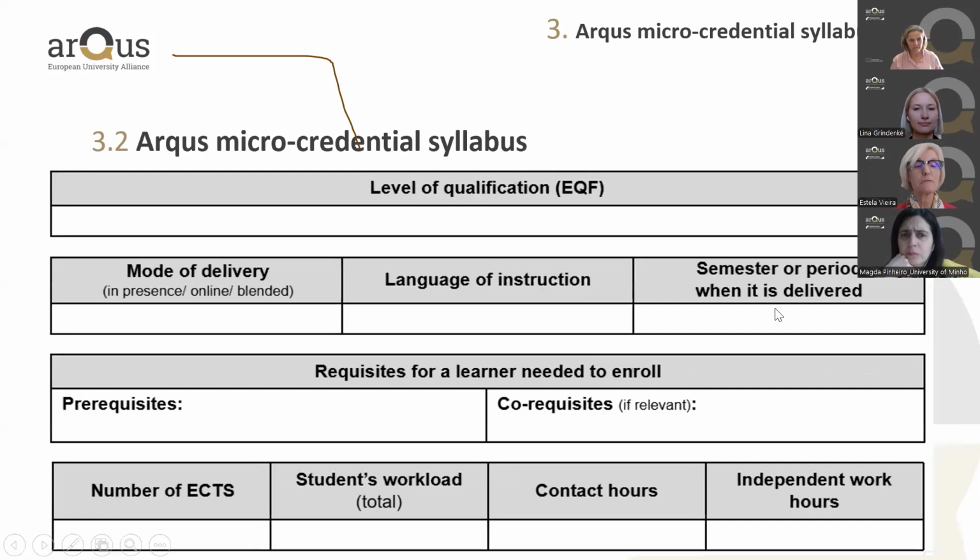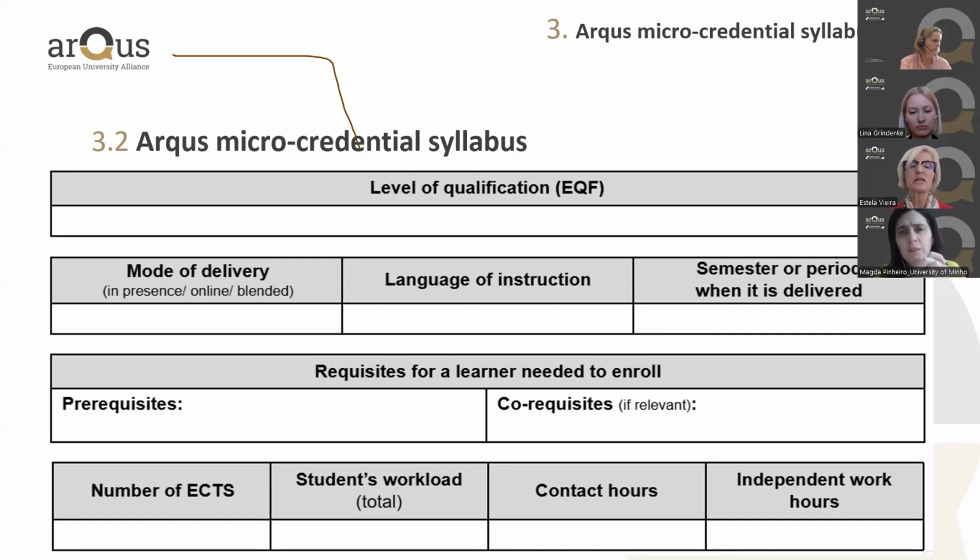Okay, so then you would have to establish the level of qualification, depending on the level of the students that are enrolling in the course. You'd have to establish if it is online, if it is both, if it is presential, then the language of instruction, and also the timeline of the course. We've been through this already, so it can have from 2 weeks to 12 weeks, or semester-based or annual-based. That depends on the number of ECTS that you're going to assign to the micro-credential, of course. So the workload has a weight in this regard.